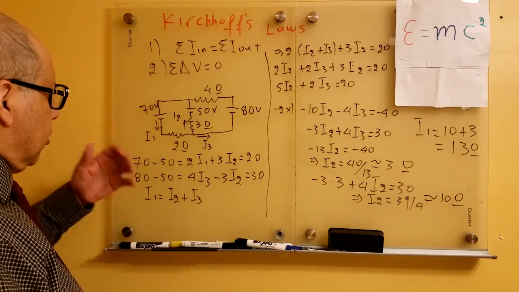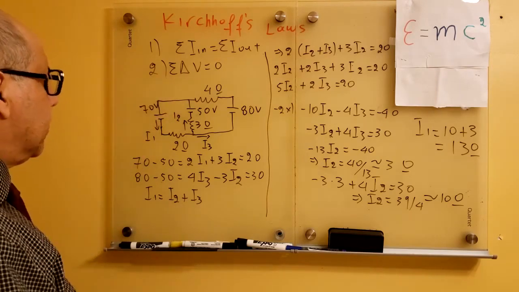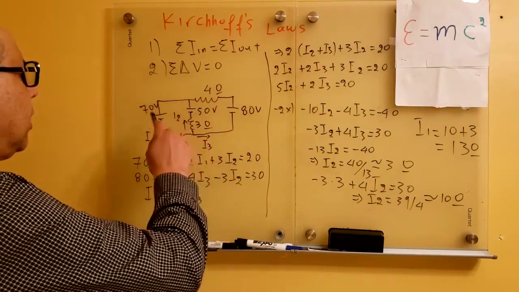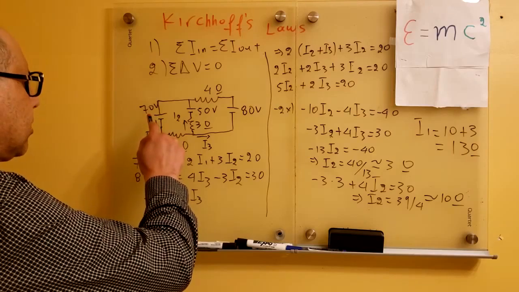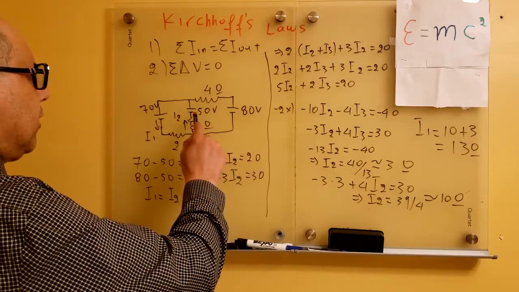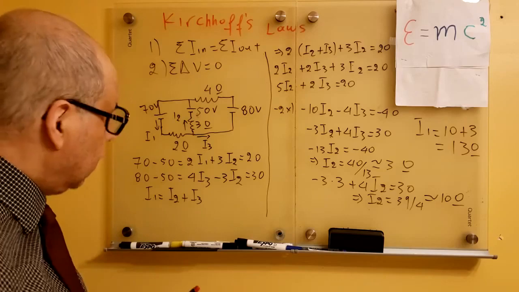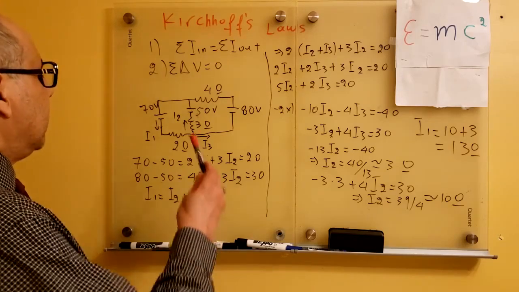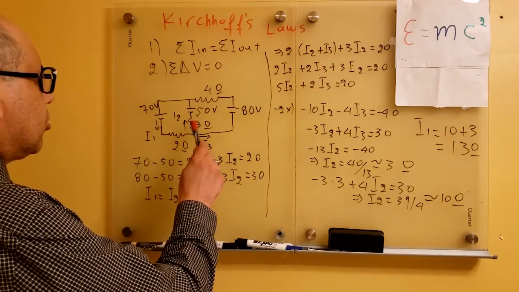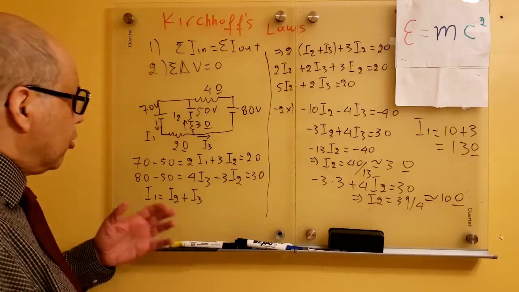Let me do an example so you can better understand what I said. So we have this circuit here. This battery here is 70 volts. This is 80 volts, and we have another one here which is 50 volts. And this resistor here is 2 ohm, this resistor here is 3 ohm, and this resistor here is 4 ohm.